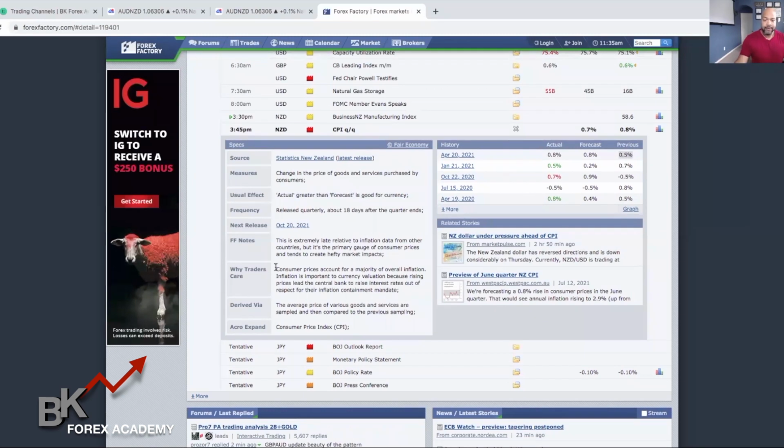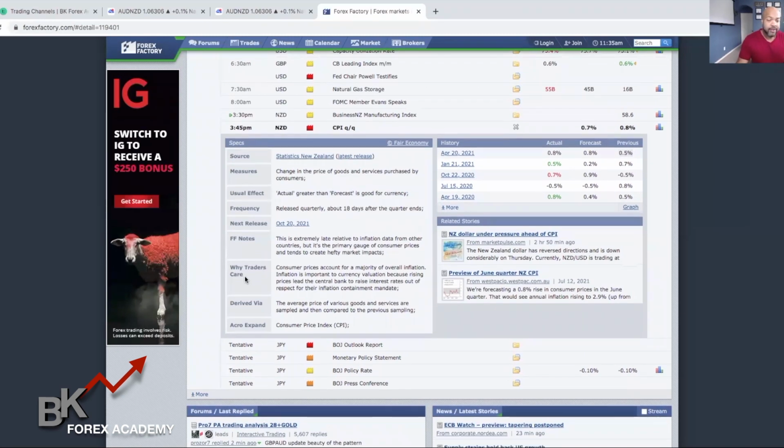So sometimes you may forget where it says why traders care. Traders care because consumer price accounts for a majority of overall inflation. Inflation is important for currency valuation because rising prices lead the central banks to raise interest rates out of respect of their inflation containment mandate. So this is highly important. So before you trade, this is something you want to look at.